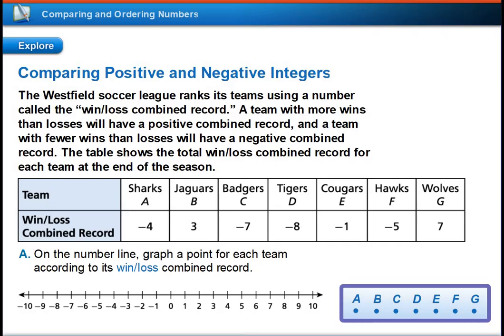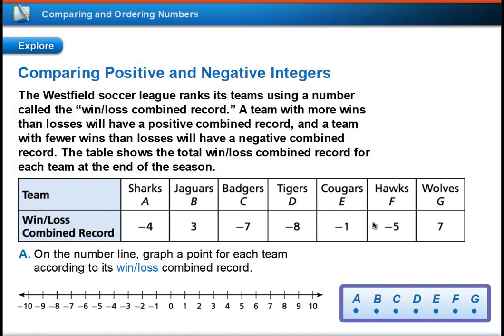So let's start off by looking at just comparing integers. We're not going to worry about fractions and decimals with those integers just yet, but we have to talk about these negative numbers. All right, so the first thing that we're going to do is look at this problem, and talk about, based on the number line, how we can order our numbers.